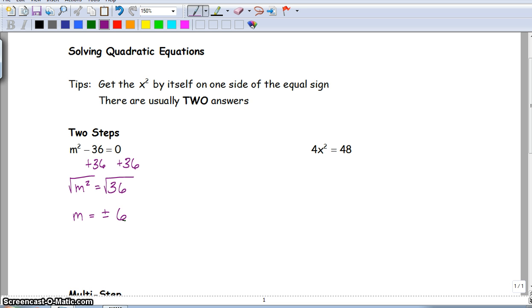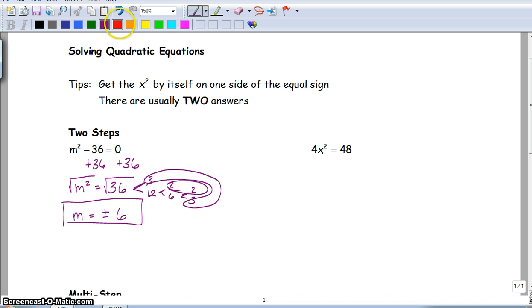If you didn't know that, you can still use the factor tree, and we would have 3 and 12, 2 and 6, 2 and 3. So there's a pair of 2's times the pair of 3's, which again gives you 6. So that would be your answer.